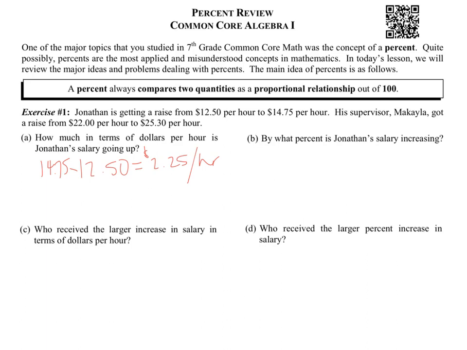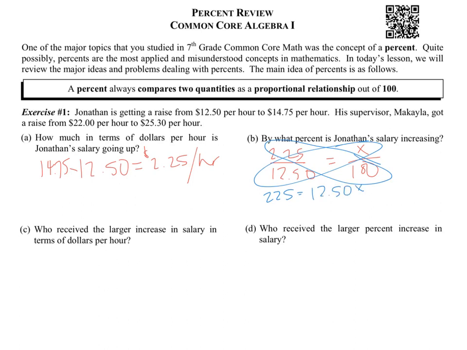So by what percent is Jonathan's salary increasing? So it increased by $2.25 from the original of $12.50. And we want to know what percent of 100 it increased. So we're going to cross multiply. So 2.25 times 100 is 225. And 12.5 times x is 12.5x. We divide both sides by 12.5, and it's an 18% increase.